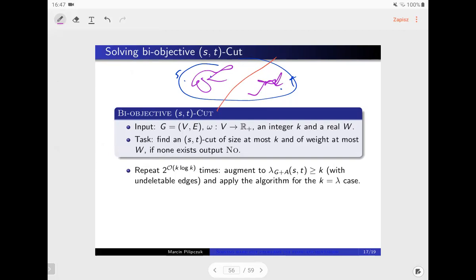And the success probability is one over two to the K log K. So once we repeat it two to the K log K times, we get a constant success probability that in one of the iterations we will actually not break our solution. We'll actually find it by using the subroutine for K equal lambda.